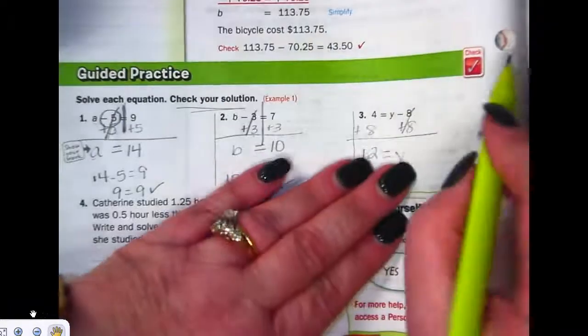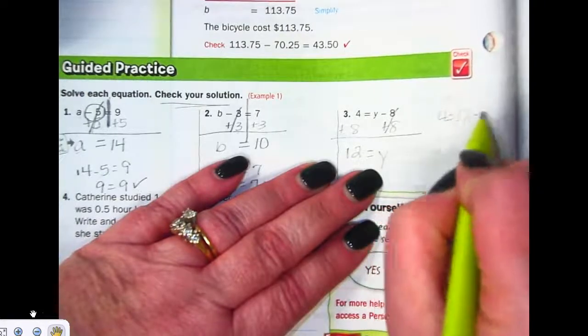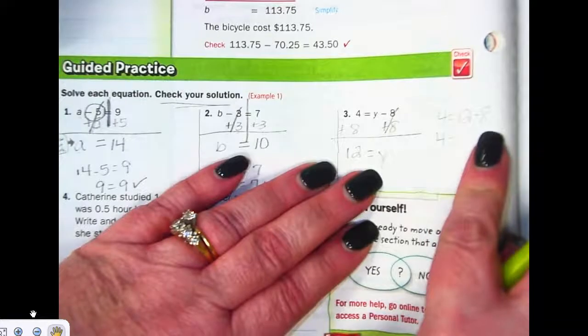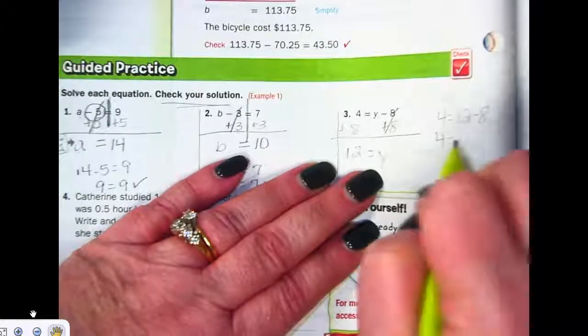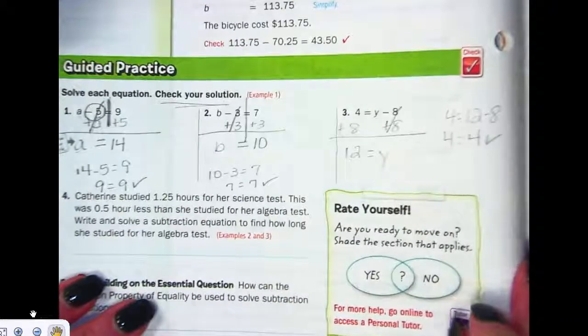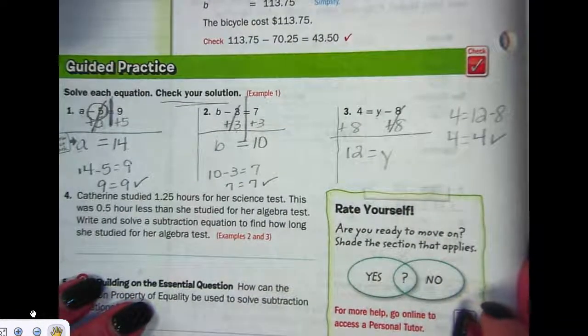Rewrite and check the problem. 4 equals 12 minus 8. 4 equals, and what is 12 minus 8? It is 4. It's hard to see. There it goes. It goes back into focus.